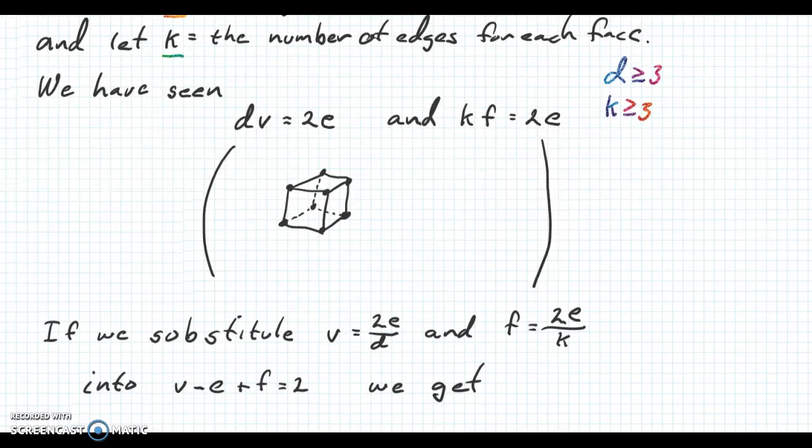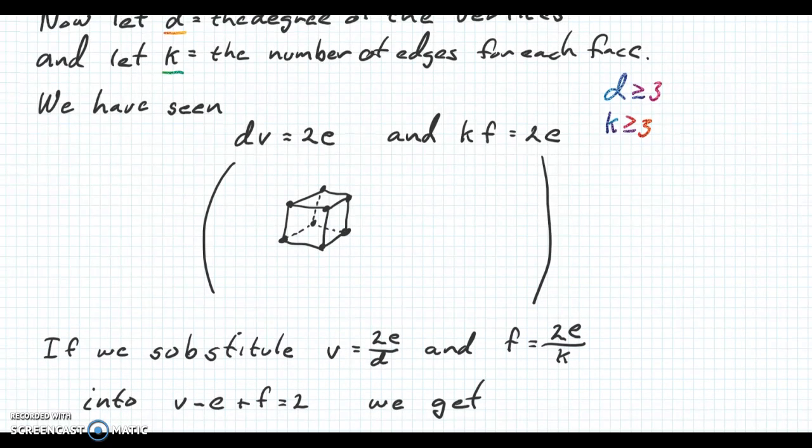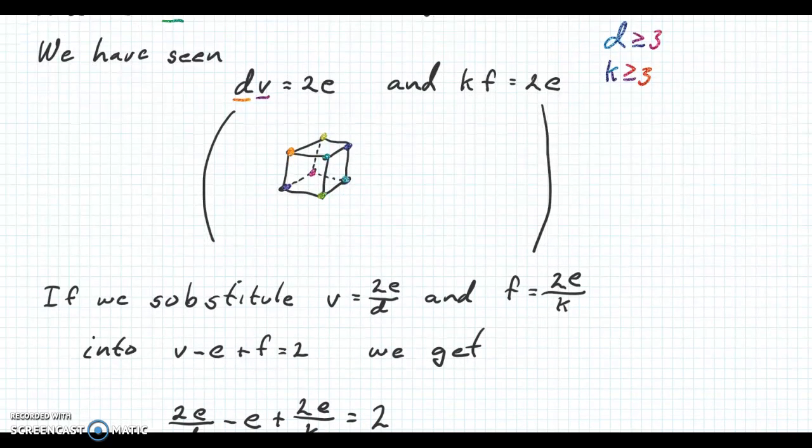And we've seen that if I multiply the number of vertices times the number of edges coming out of each vertex, that's the degree. So the number of vertices times the degree gives you twice the edges. A cube has 1, 2, 3, 4, 5, 6, 7, 8 vertices, each of degree 3. So if d is equal to 3 and the number of vertices is equal to 8, that should be equal to twice the edges. And if we count the edges, we get 1, 2, 3, 4, 5, 6, 7, 8, 9, 10, 11, 12.